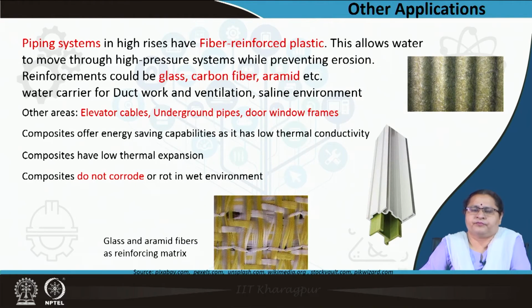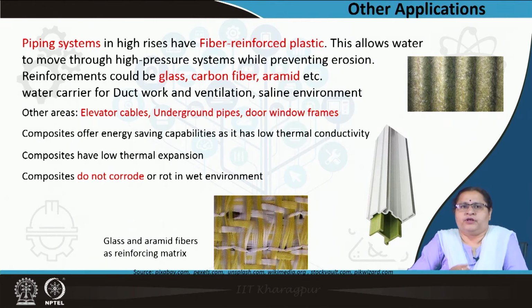Pipes made with fiber reinforced plastic for high-rise buildings again, because the water is coming from say 200 meters. The pipe is facing that water regularly at a very high pressure. Its linings may get corroded, the internal walls may get corroded, but if it is made of fiber reinforced plastic, there is no corrosion. Elevator cables, they are made of fiber reinforced plastic. So, you can find out different applications within this building industry which have been gradually replaced by these composites.